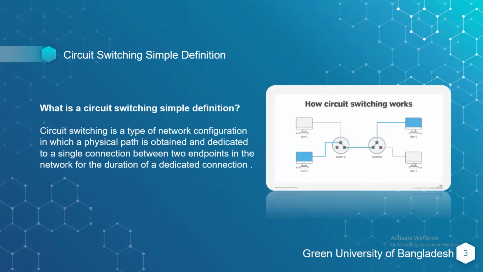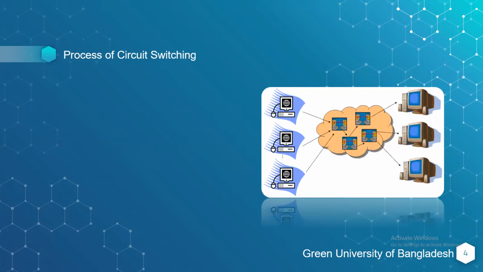What is circuit switching? A simple definition: circuit switching is a type of network configuration in which a physical path is obtained and dedicated to a single connection between two endpoints in the network for the duration of the connection.